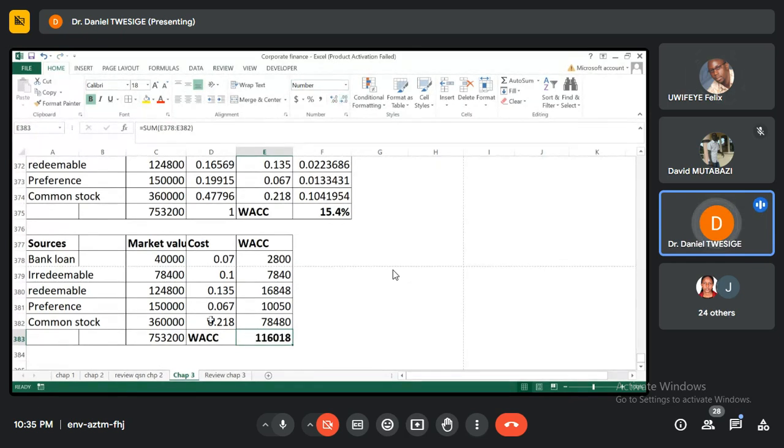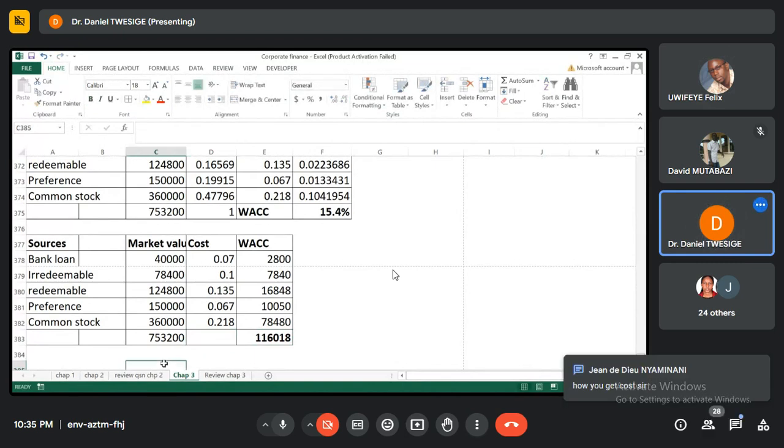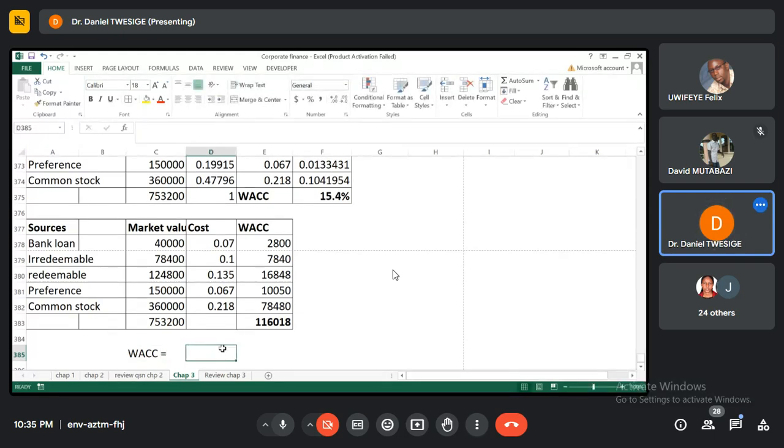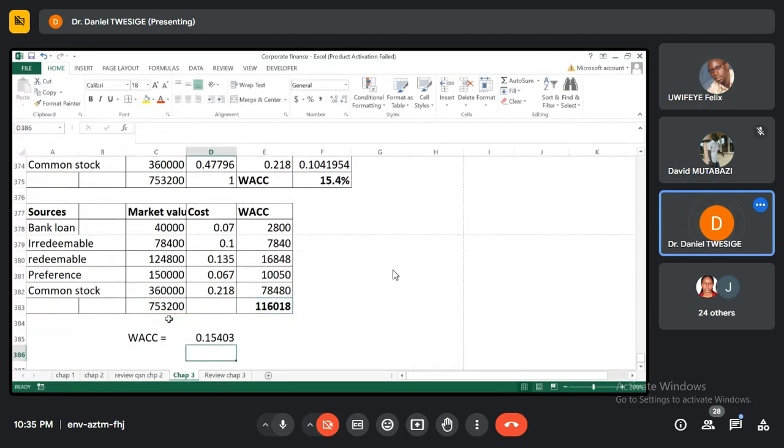Now, in this case, this is not going to be my WACC. My WACC will be equal to this divided by this. So that is the other way to do it. I don't know if you have got it.